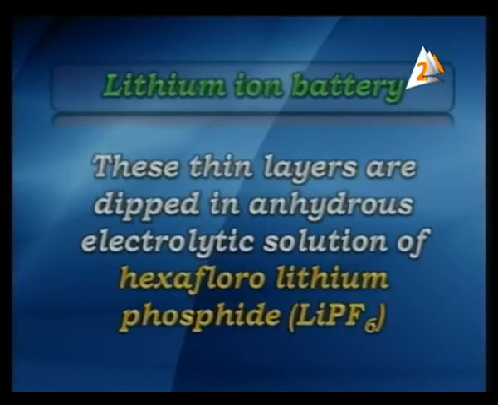My dear, what about to know that? This thin layer is dipped inside an anhydrous electrolytic solution. It's the hexafluorolithium. Important name. Hexa means 6, we know that. Fluoro, I know, it's fluorine. It has a good formula, which is lithium phosphide, LiPF6. We say lithium hexafluorophosphide. Good, and catch it.